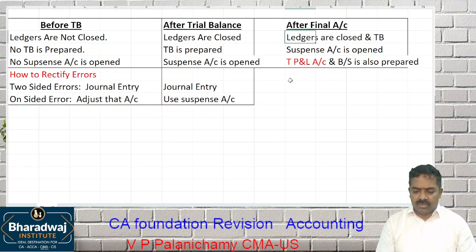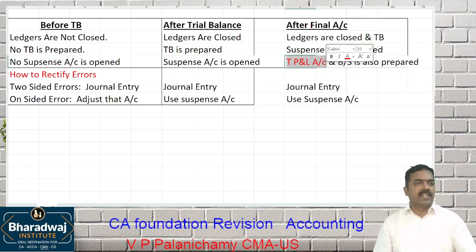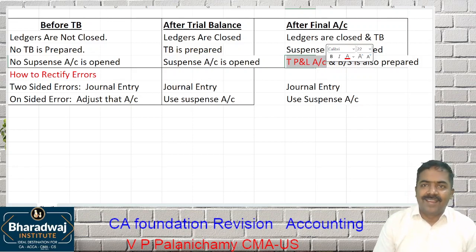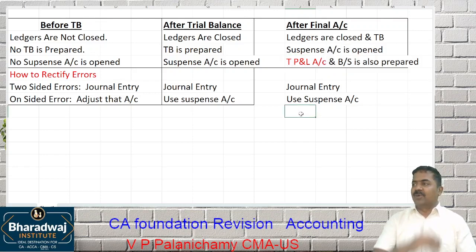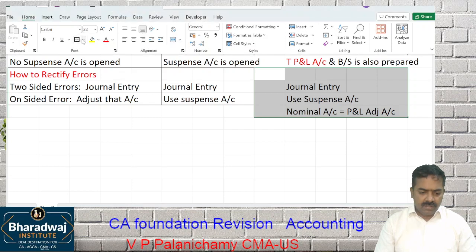If it is after final accounts, for two-sided errors, we will pass which entry? Journal entry. For one-sided error, you will use which account? Suspense account. And one more thing, most important thing: trading and P&L account is already prepared. Salary, rent, repairs, sales, purchases, everything is closed in which account? Trading and P&L account. So nominal accounts are already closed. In the place of nominal account, let us use which account? P&L adjustment account.